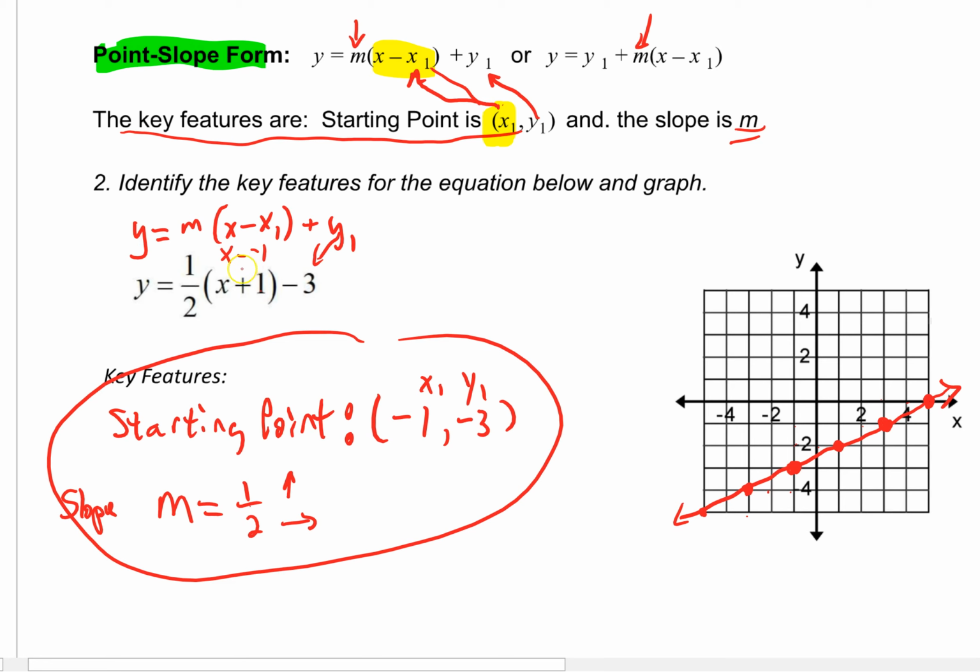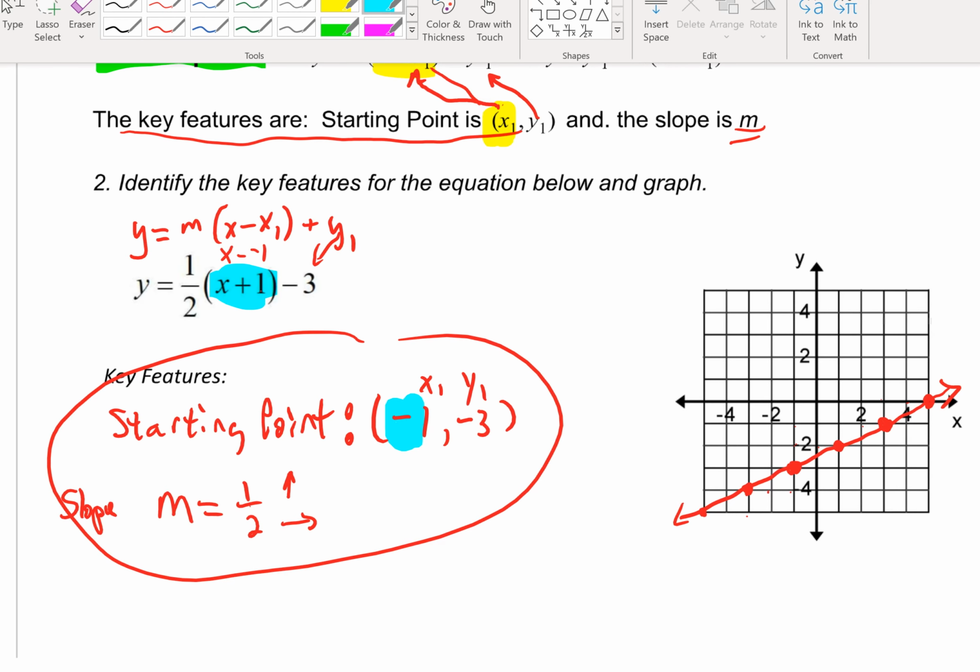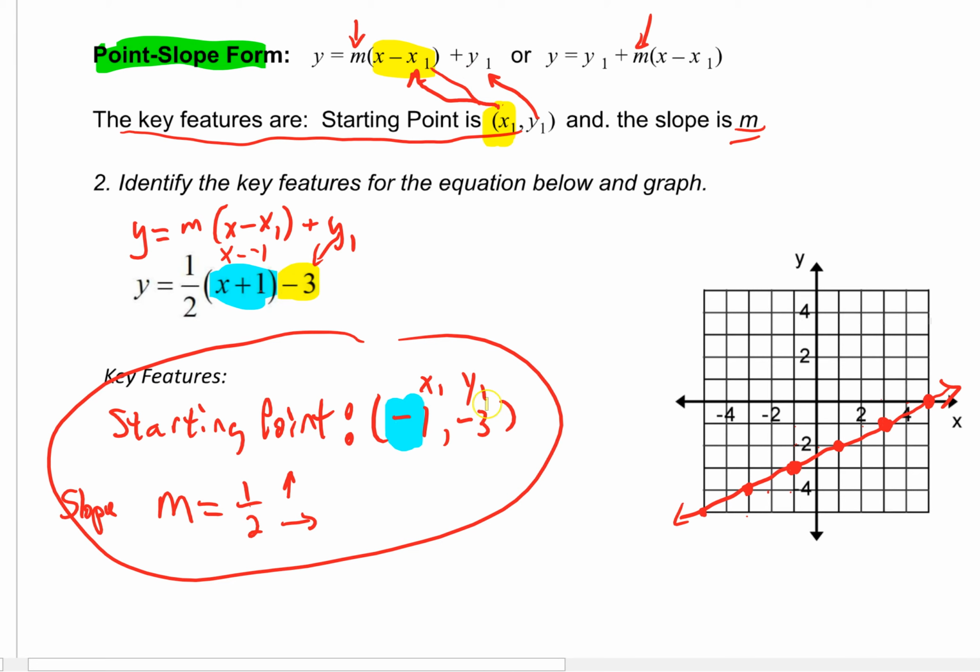Again, whatever you're seeing in that parenthesis with the X, that's where you change your sign, right? And of course, whatever we have for our Y, we keep the exact same.